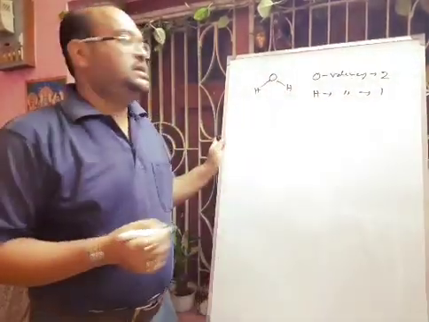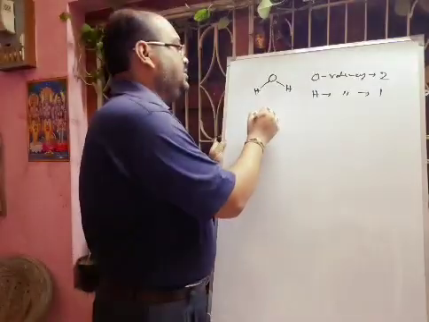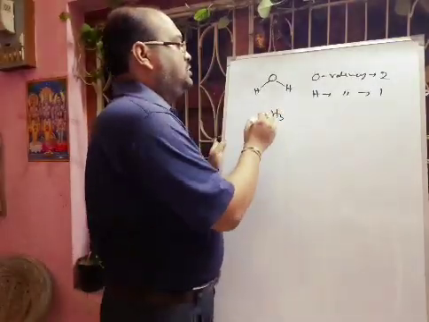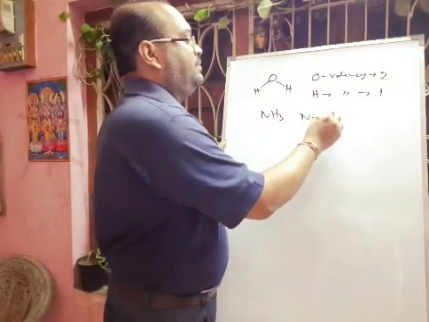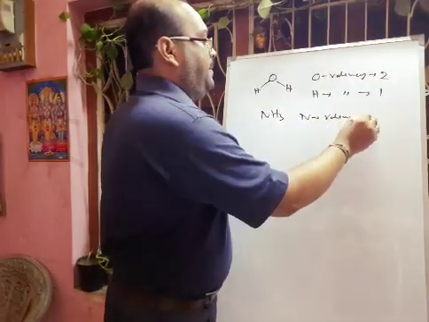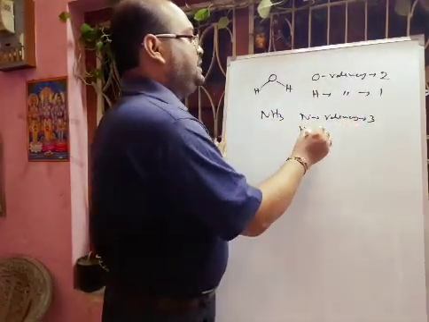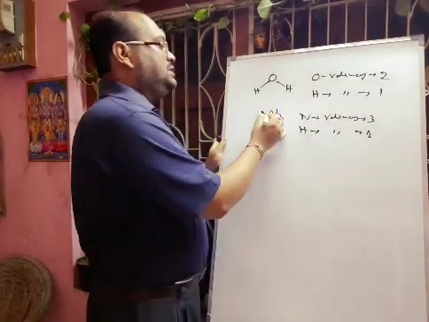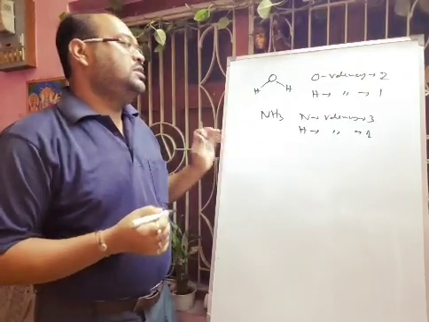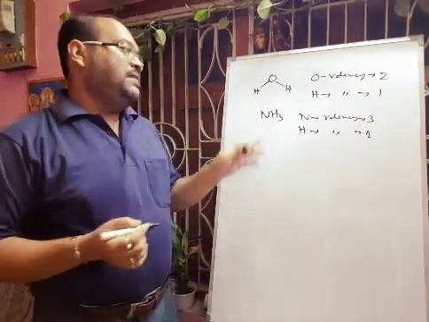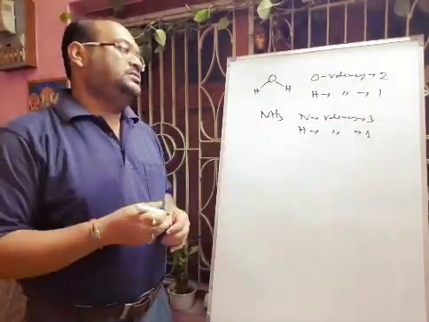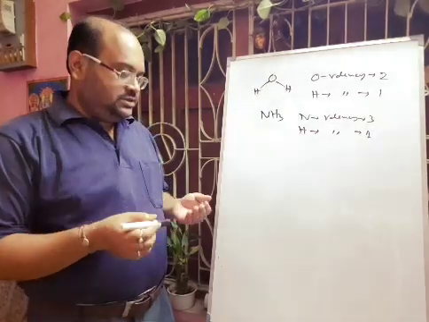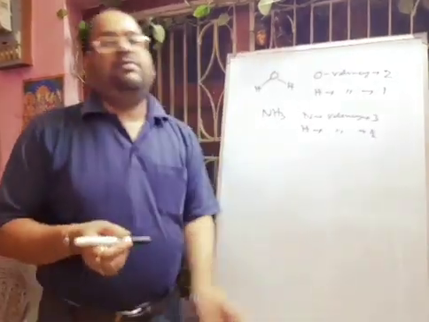Hope you can understand. Like we can think about another example, that is ammonia molecule. So here nitrogen valency 3 and hydrogen valency will be 1. Because nitrogen is attached to 3 hydrogen atoms. So valency of nitrogen will be 3, but hydrogen is attached with only 1 nitrogen atom. Each hydrogen, that is why its valency will be 1.